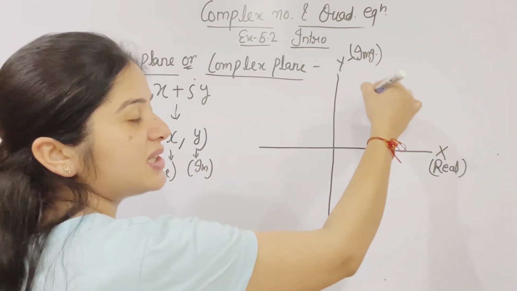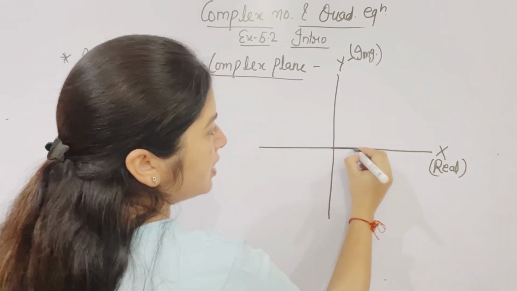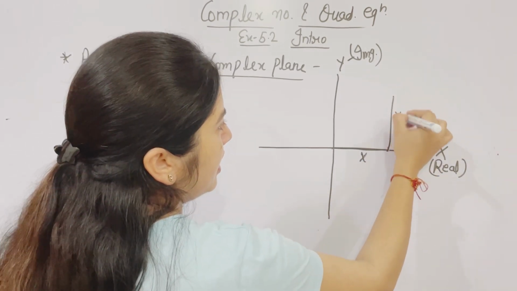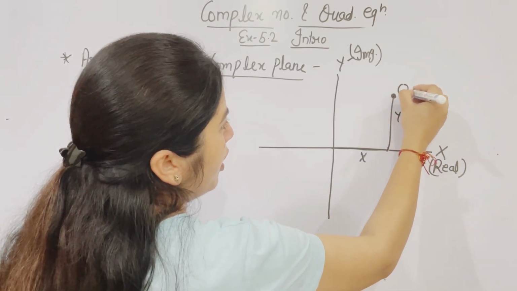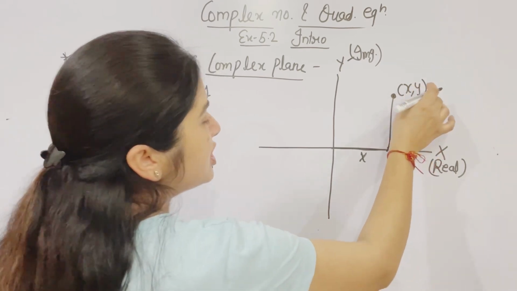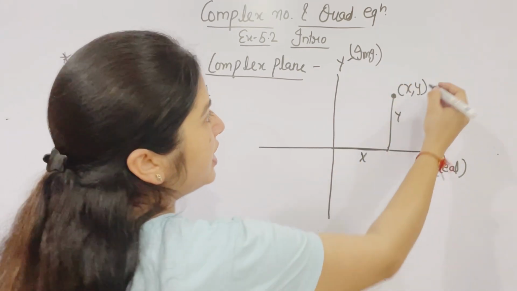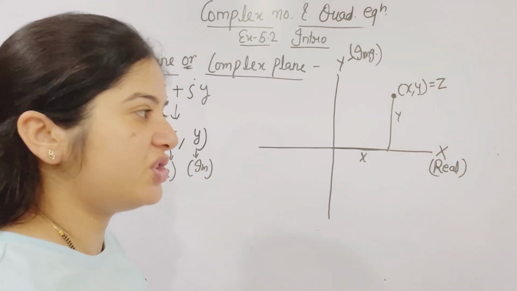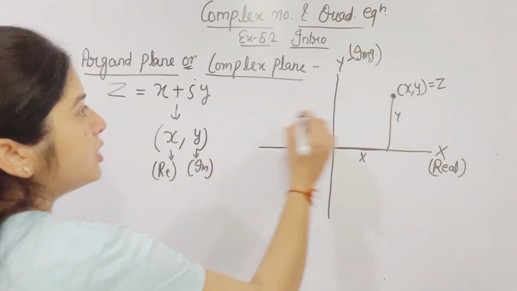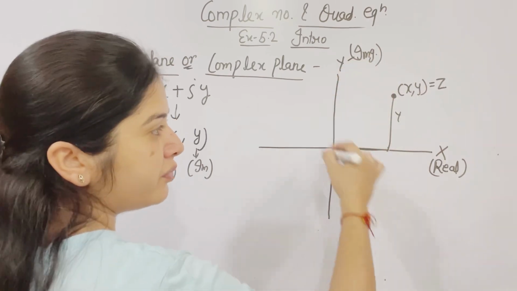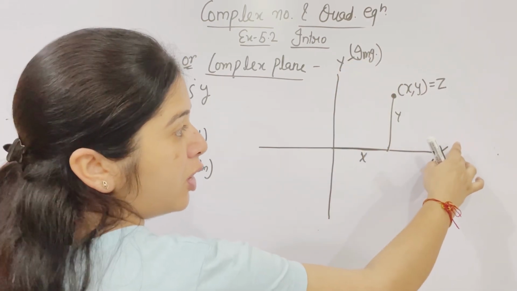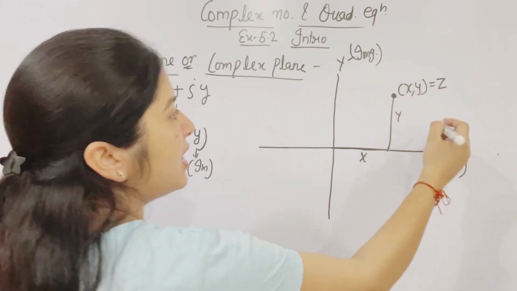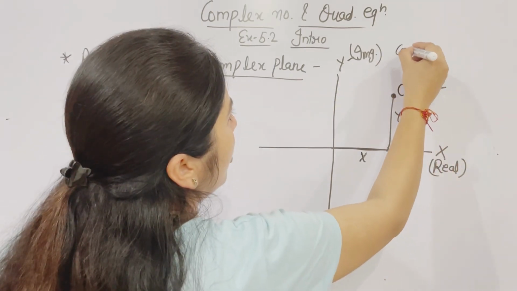We have to represent the ordered pair x comma y. Some x is there, then y, and we will get that point. Now this point is not a simple point, it is a complex number representation. So the plane where the x-axis represents the real part and the y-axis represents the imaginary part is called the complex plane or Argand plane.